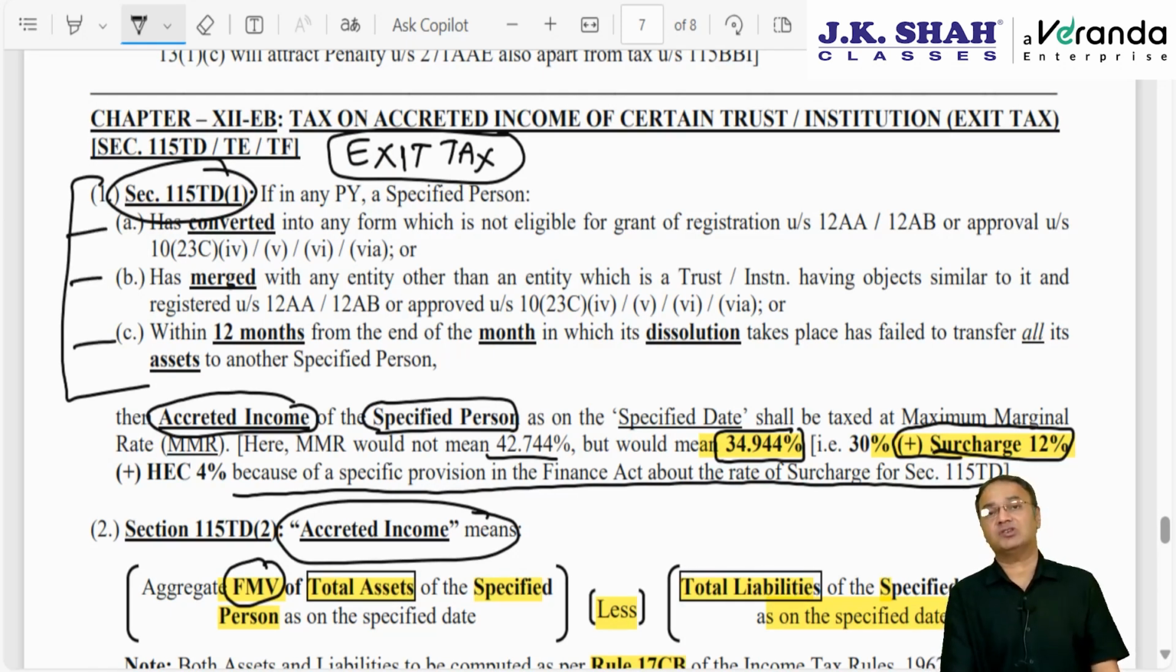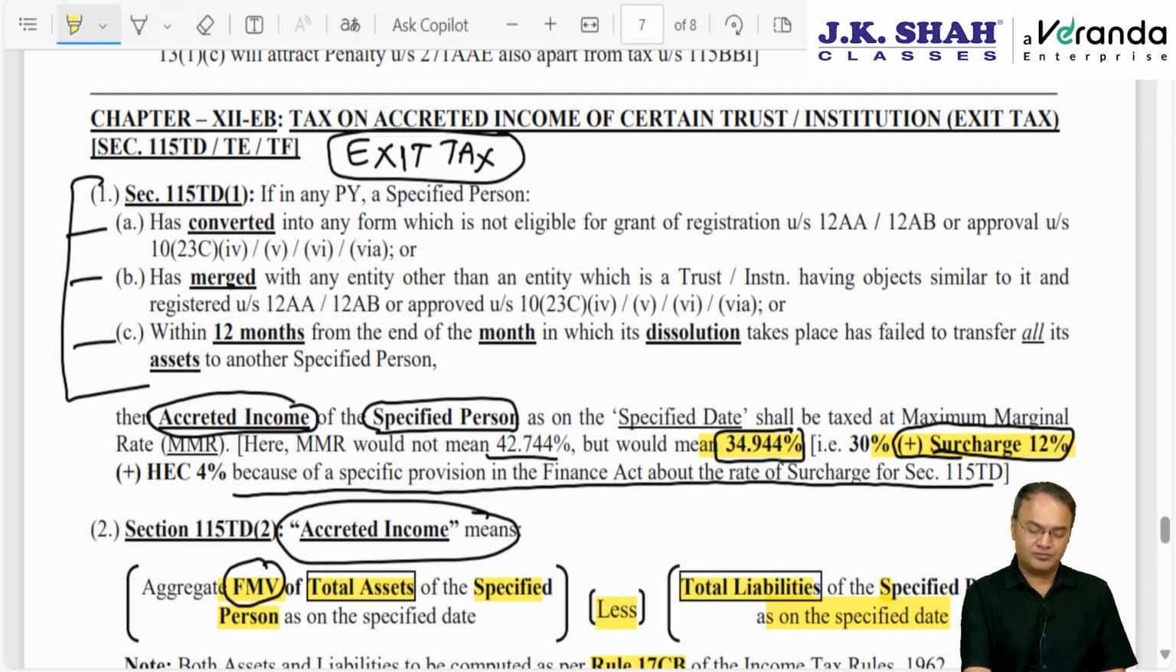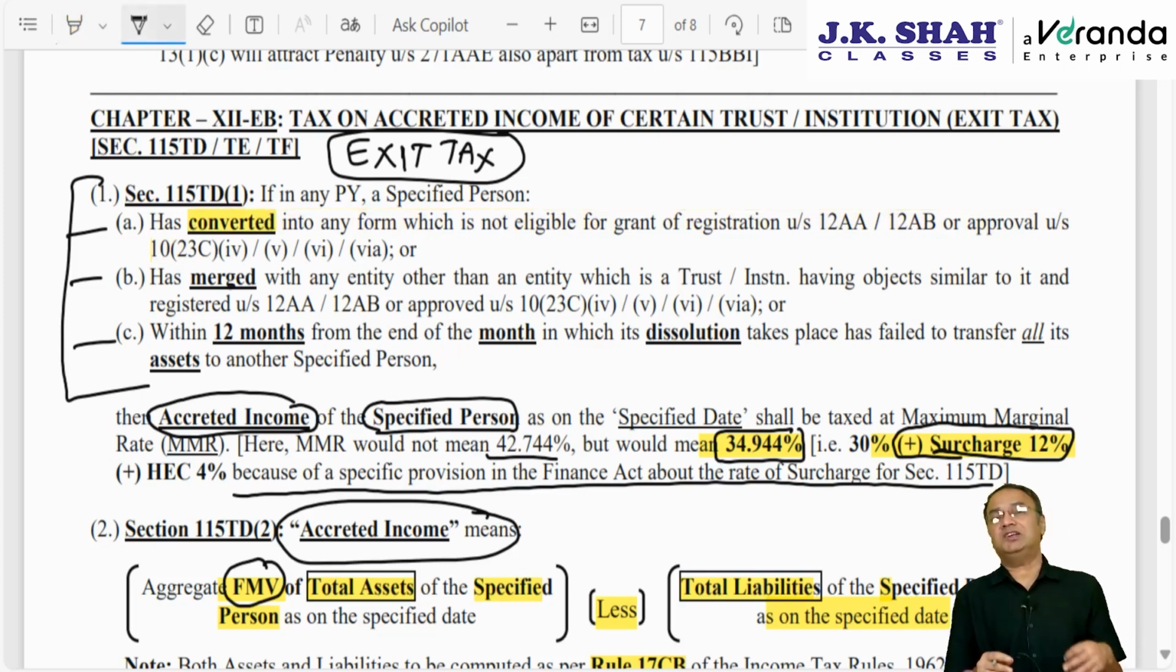Number 1, the trust has converted itself into any form which is not eligible for grant of registration. It is very technical language used by the finance minister. The trust, that is the specified person, has converted itself into such a form which is not eligible for registration under section 12AA, 12AB, or which is not eligible for approval under 10(23C). That is called trust has converted.